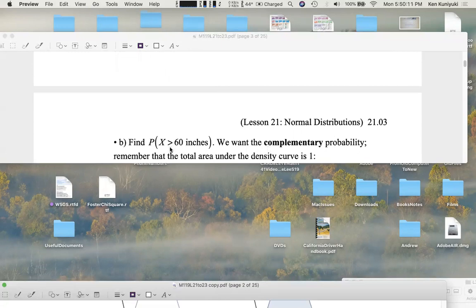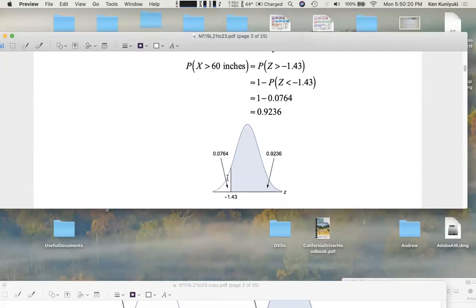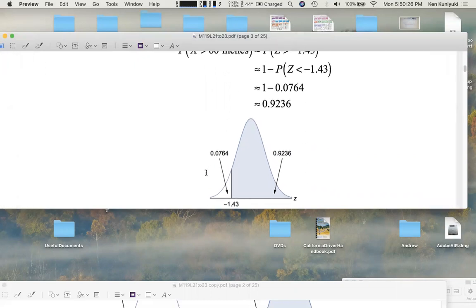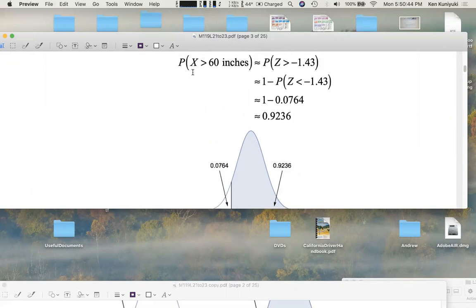Remember, it doesn't matter if there's a bar there or not. How do we find the complement? Consider the overall density curve. The overall density curve has underneath it an area, or total probability, of 1. We found in our hint that the left tail probability was 0.0764. That's the area of this white region over here. But the shaded region is the area that I want. This area is going to be 1 minus 0.0764. So the probability that x is greater than 60 inches is about the probability that z is greater than negative 1.43. That's the probability expression in terms of z.